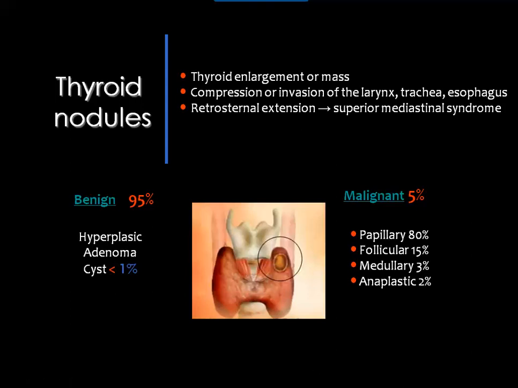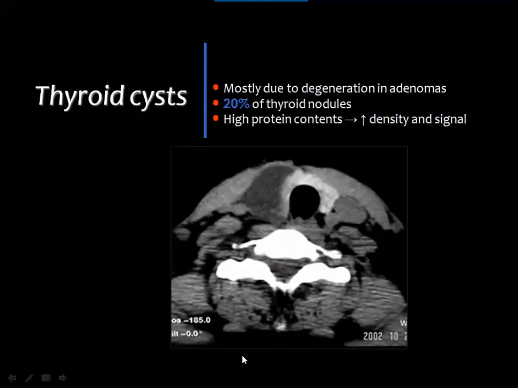Then we came to the thyroid nodules, and we know that most of the nodules are on the benign sector and a small percentage on the malignant sector. The nodules may be hyperplastic, an adenomatous nodule, or a cyst. Then we'll discuss first the thyroid cysts, which are common, and they represent about 20% of the thyroid nodules, and they are usually considered to be the sequelae of degeneration in adenomatous nodules.